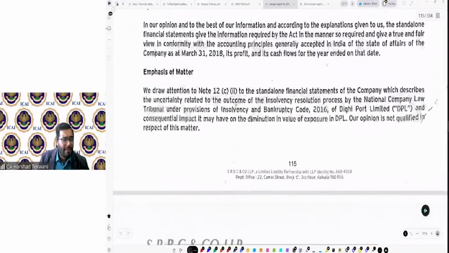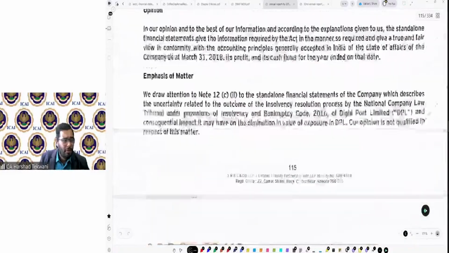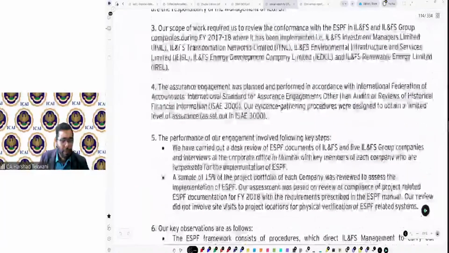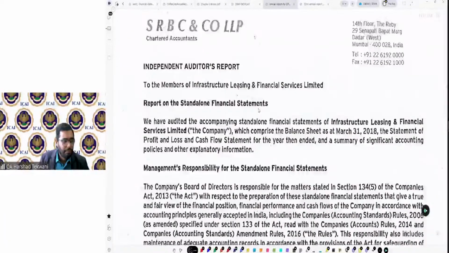So, for example, which opinion was this this time? This was a clean opinion, an unmodified opinion.